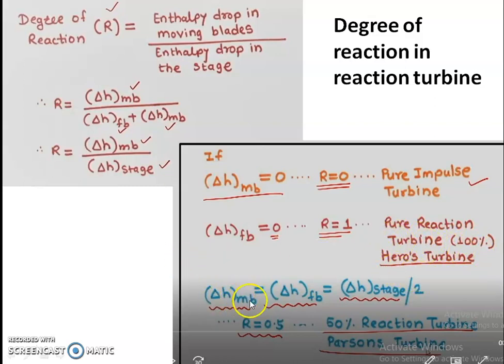Finally we get del H moving blade equal to del H fixed blade equal to del H stage by 2. Already I told about the 50% pressure drop in the moving blade and 50% in the fixed blade. So finally we get R equal to 0.5. That is the name we have to tell: a 50% reaction turbine, or Parsons turbine.